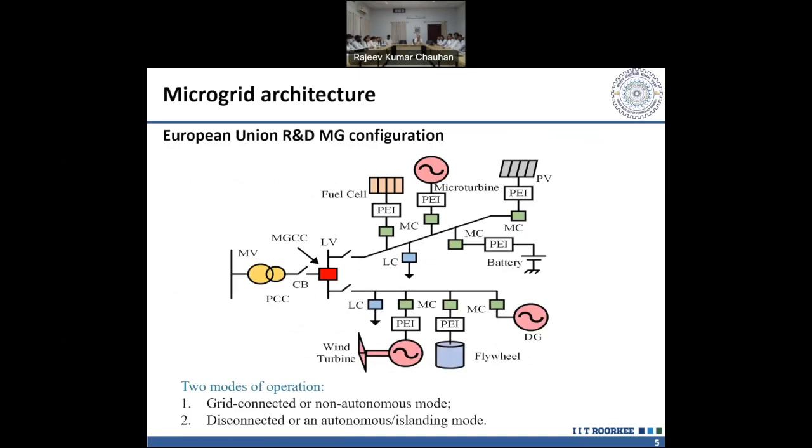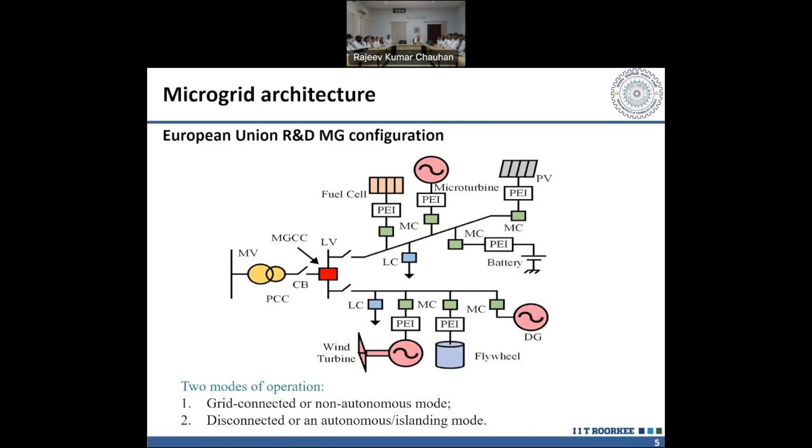This is the basic structure of a microgrid. The PCC, which we are saying is the point of common coupling. MV, which is the medium voltage, that is my grid side. LV, which is written, that is my low voltage side. And here we have two portions.